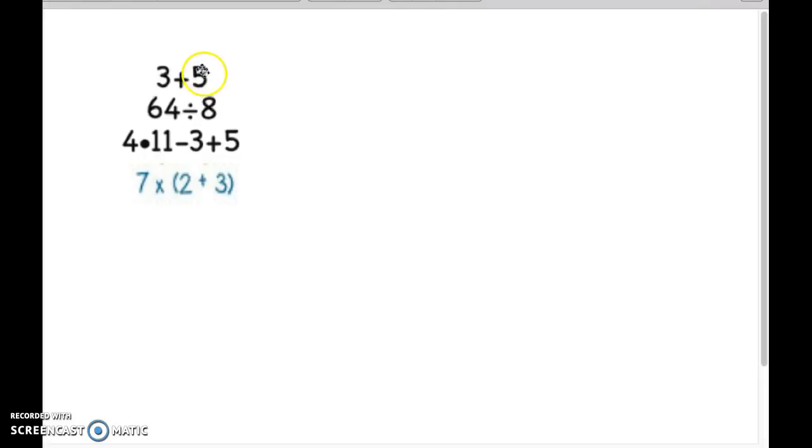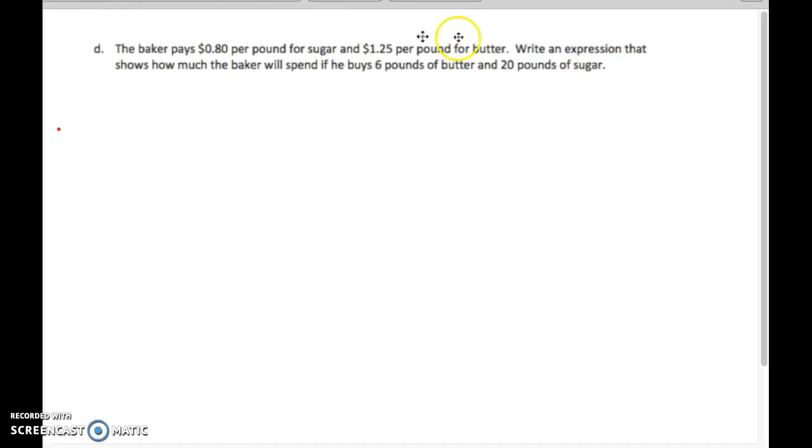These are expressions. 3 plus 5 is an expression. 64 divided by 8 is an expression. 4 times 11 minus 3 plus 5 is an expression. 7 times 2 plus 3 is an expression. These are expressions. They show the math that would need to be accomplished to find a solution or an answer. But you'll notice if we go back to these directions, it just asks us to write an expression.